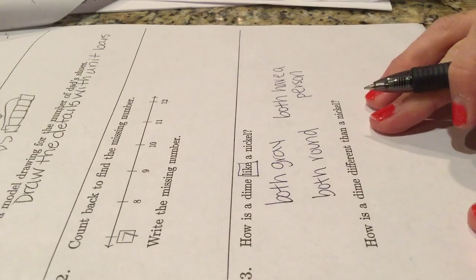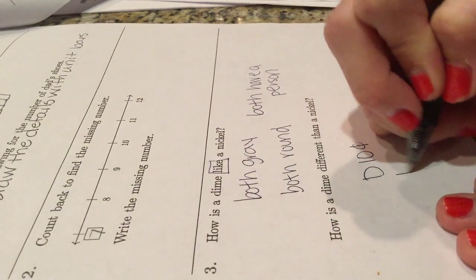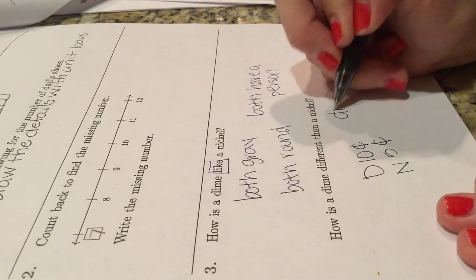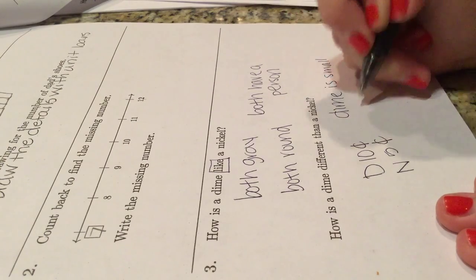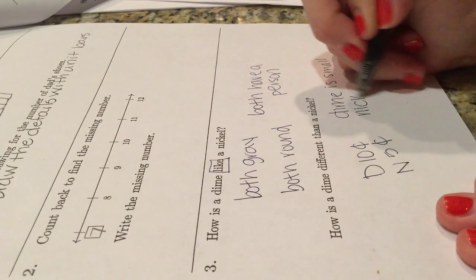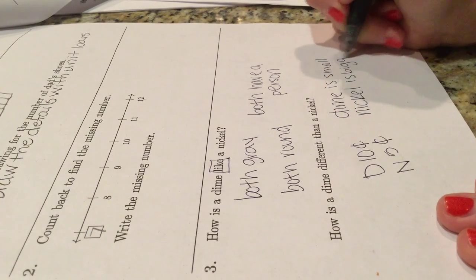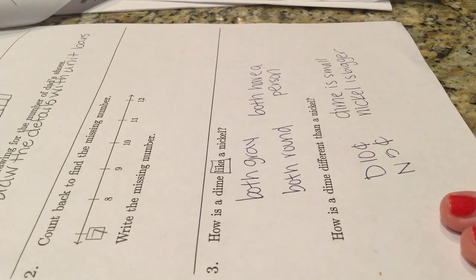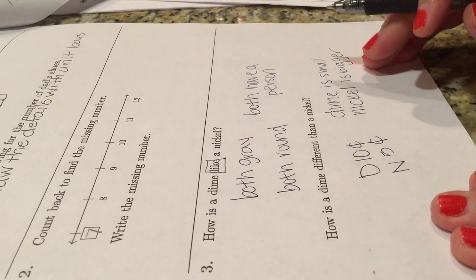How is a dime different than a nickel? You could say a dime is 10 cents, nickel is 5 cents, or a dime is small, a nickel is bigger. Okay, any answer is correct. You don't need to write all the things. Just pick one thing to focus on.